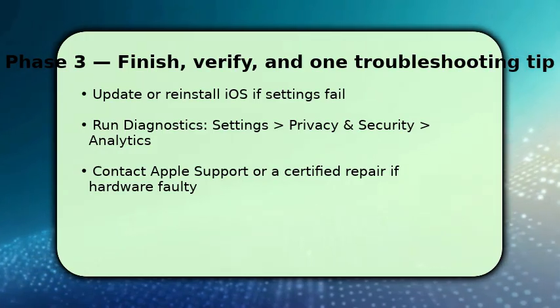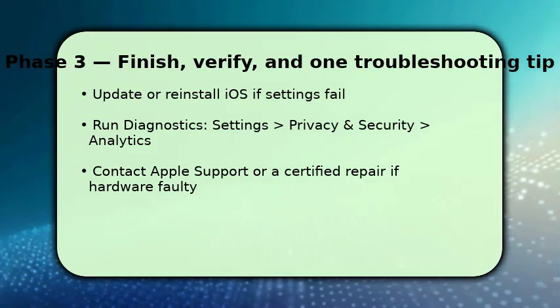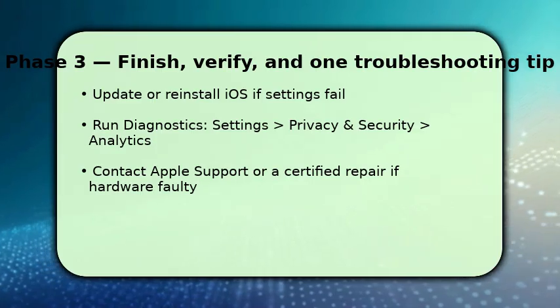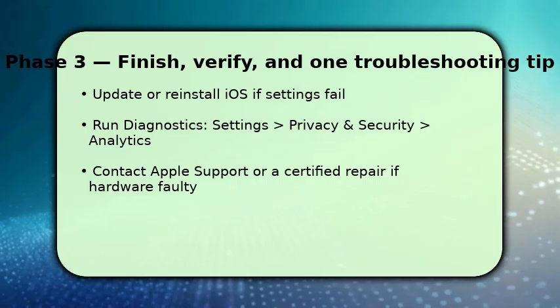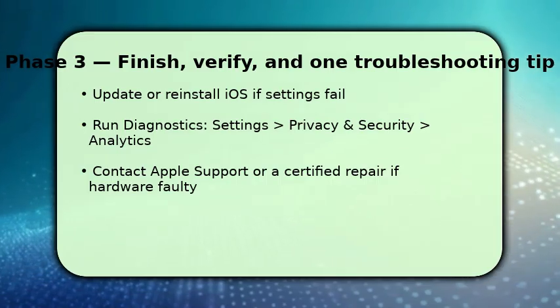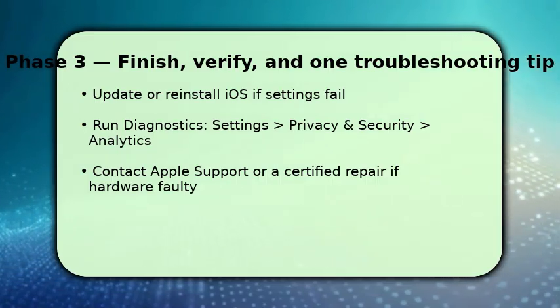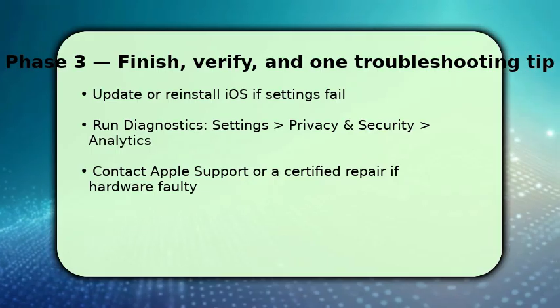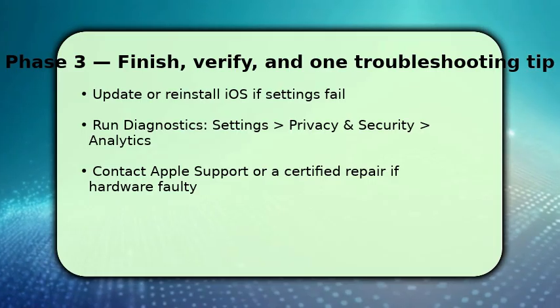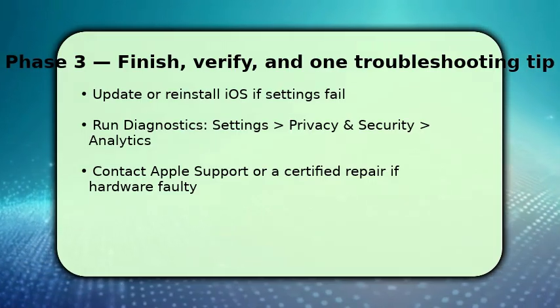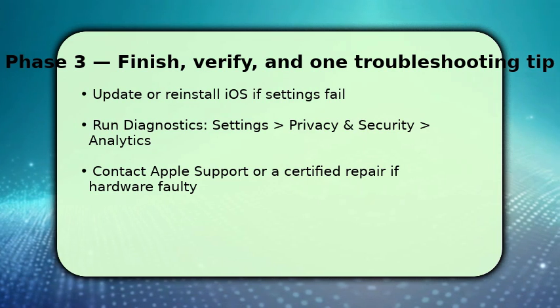If settings and resets fail, update or reinstall iOS to remove corrupted firmware. Next, run diagnostics via Settings Analytics to flag camera hardware errors. Look for camera or lens fault entries. If diagnostics show problems or zoom still stutters, contact Apple support or a certified repair. The telephoto motor or OIS can need calibration or replacement.